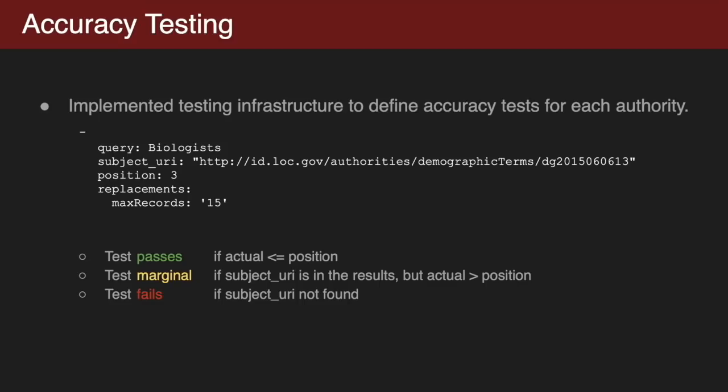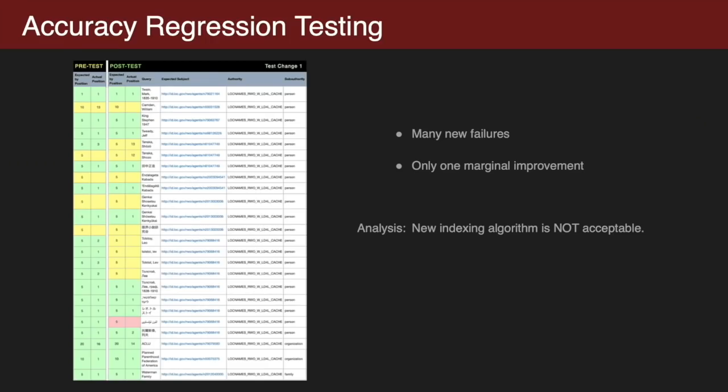Given a broad range of accuracy test definitions, we can analyze how well an authority or an indexing algorithm is performing. We recently used this approach as we were evaluating algorithms to support the diacritics. We used it to determine if the new approach of indexing is an improvement or a regression. So this example shows the results of two indexing runs. On the left, we have our current production indexing as a pretest. On the right, we have a post-test for the proposed indexing change. In this set of runs, we can see that there are many new failures and only one marginal improvement, so we actually rejected this algorithm as not acceptable.